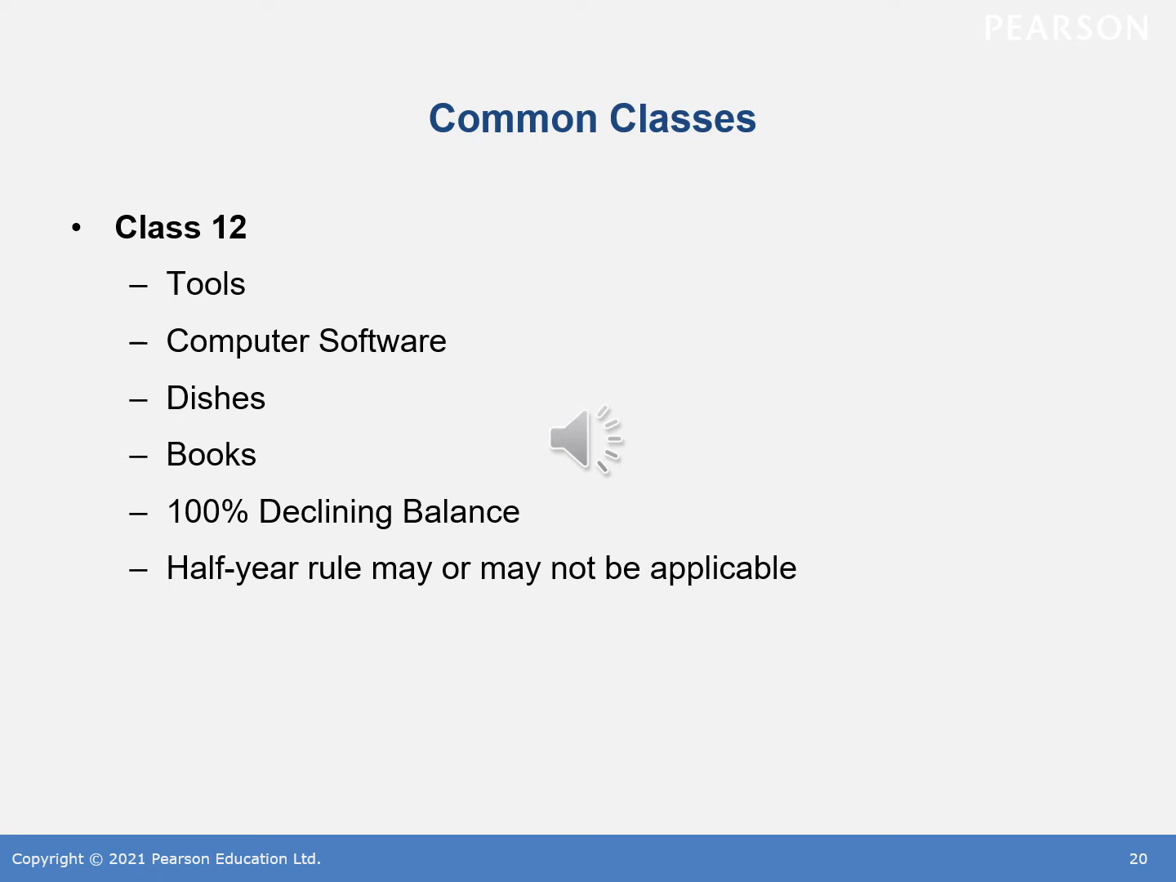Class 12 is for tools, computer software, dishes, books, etc. And all of these items in this class are 100% declining balance. And the half-year rule may or may not apply depending on the situation.